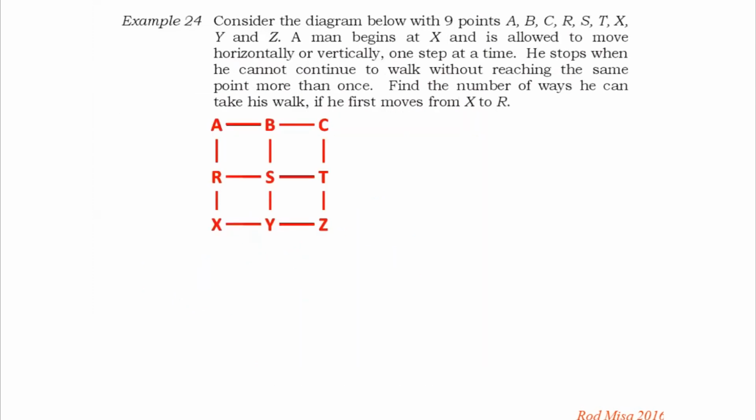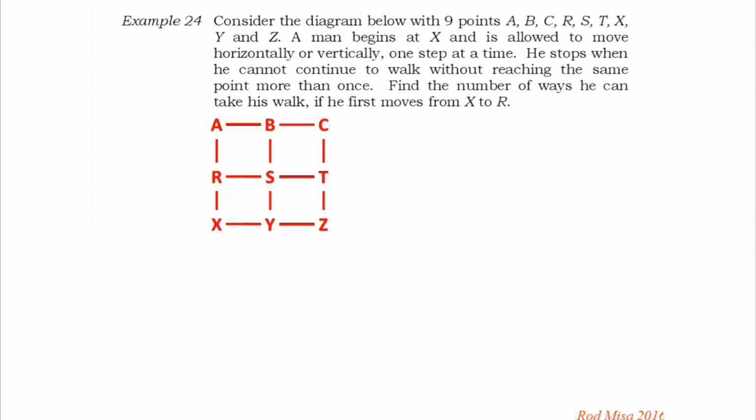Now, let's proceed to our second example here. Consider the diagram below with 9 points. Points A, B, C, R, S, T, X, Y, and Z here. A man begins at X and is allowed to move horizontally or vertically 1 step at a time. He stops when he cannot continue to walk without reaching the same point more than once. Find the number of ways he can take his walk if he first moves from X to R. So you see here a red diagram with these 9 points here.